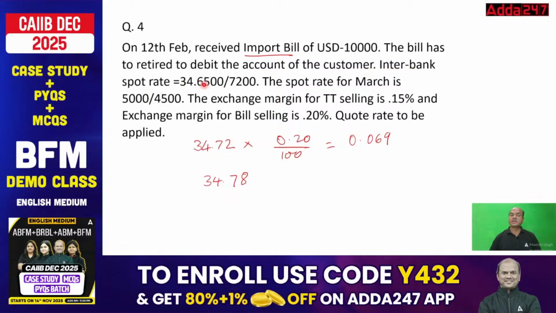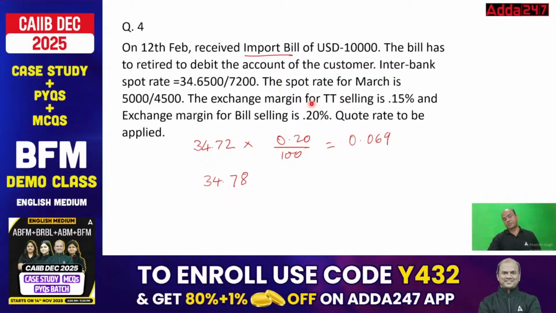Interbank spot rate is 34.6572. Spot rate for March is given as 50 and 45. The exchange margin for TT selling is 0.15% and exchange margin for bill selling is 0.2%. Quote rate to be applied. So what is the rate to be applied?